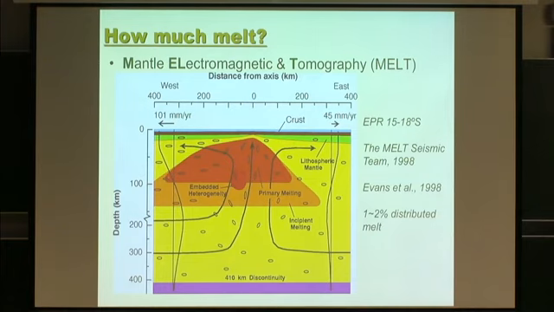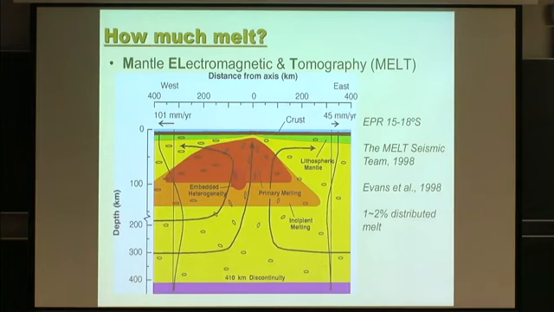Led by Don Forsyth at Brown University, they did seismic and electromagnetic tomography experiments, and they find that to model the seismic observations as well as the EM data, you can basically use 1 to 2% of partial melt. Doesn't need much heterogeneity, and you can model the data pretty well. So this is the starting point of our experiments, 1 to 2% of melt.